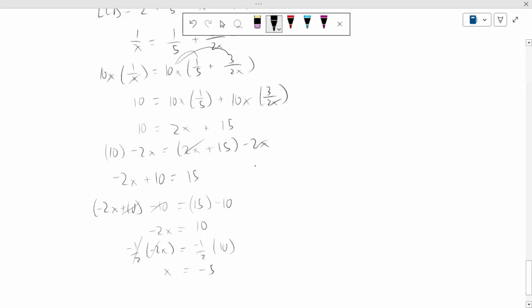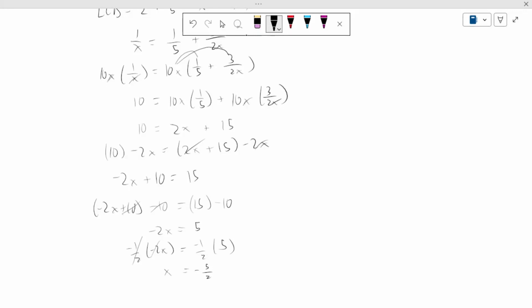Oh, why did I get 10 over here? You guys trust me too much. I think that's the problem. Yeah. So let's go back and fix that. All right. 15 minus 10 is, of course, 5 and not 10, right? Okay. And then now I have negative 1/2 times 5, which is negative 5/2. Okay. There we go. Okay. I'm not trustworthy. Okay.